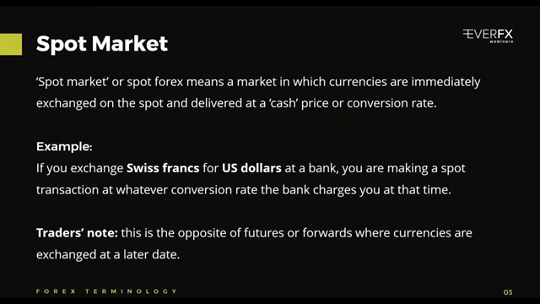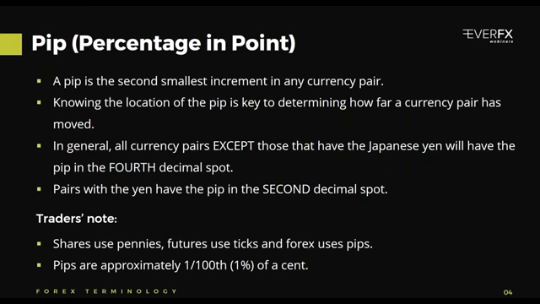Now let's go straight to pip, percentage in point. If you're an experienced trader and you do trade, you do understand what a pip is. Nonetheless, a pip is always the second smallest increment in any currency pair. Well, the second smallest starting from the right. Knowing the location of the pip is key to determining how far a currency pair has moved.